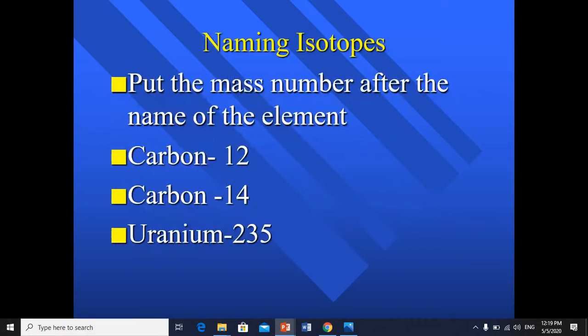Okay, so let's name them. We will put the mass number. If you want to draw it or write it, we have to put the mass number after the name of the element. Carbon 12 means that the mass number is 12. Carbon 14 means that the mass number is 14. Uranium 235 means that this is the mass number of uranium, which represents the isotope.